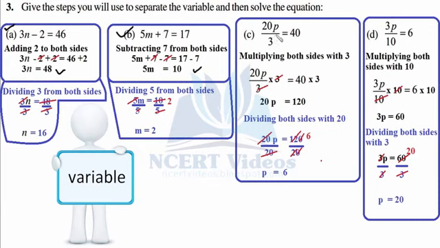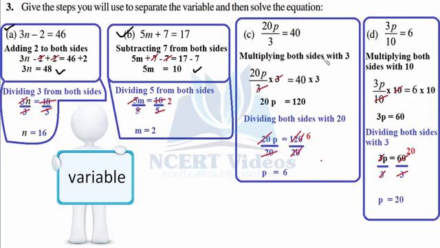C: 20p upon 3 equals 40. Here there is no addition or subtraction. In such types of questions, bear in mind that first of all you have to eliminate the individual number which is not attached to any variable. Because 20 is getting multiplied with p, here 3 is alone. 3 is getting divided, so we'll have to introduce multiplication so that we can cancel 3. But doing so, we'll also have to do it on the right-hand side.